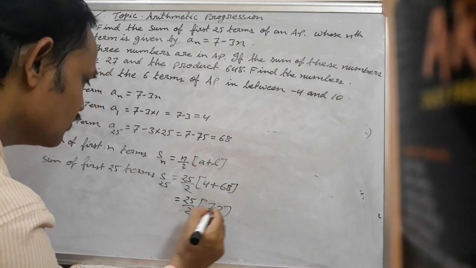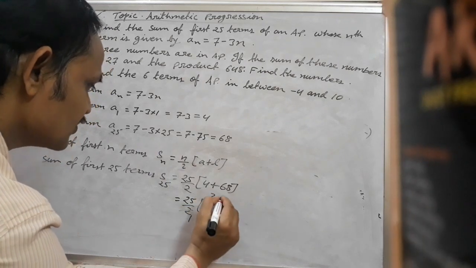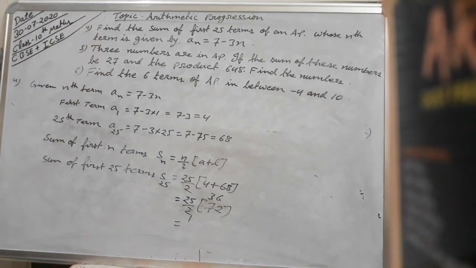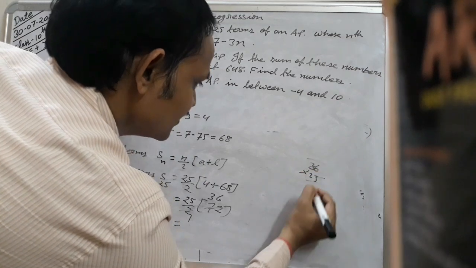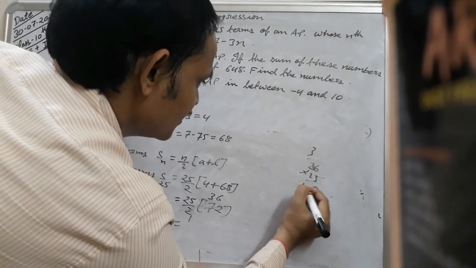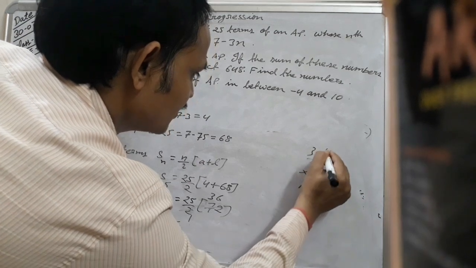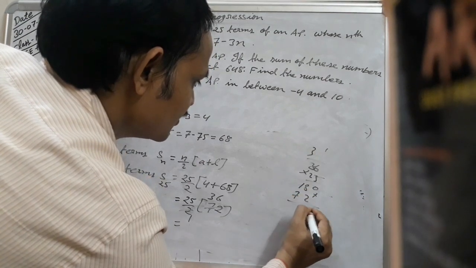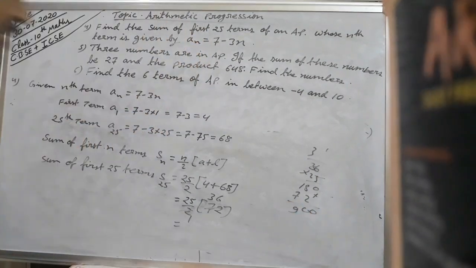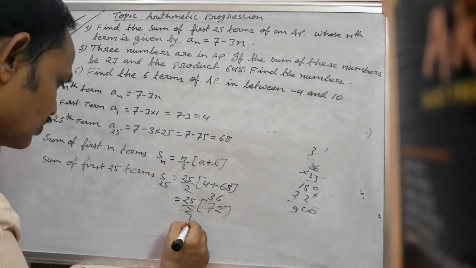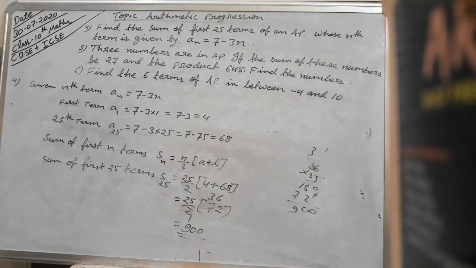Now 2 ones are 2, 2 threes are 6, 2 sixes are 12, means 25 into 36. 36 into 25, 5 sixes are 30, 0, 3 carry, 18, 7, 2, 6, 7, 0, 0, and here 9, 900. You get 900. The sum of first 25 terms, you will get 900. I think you understood this one.